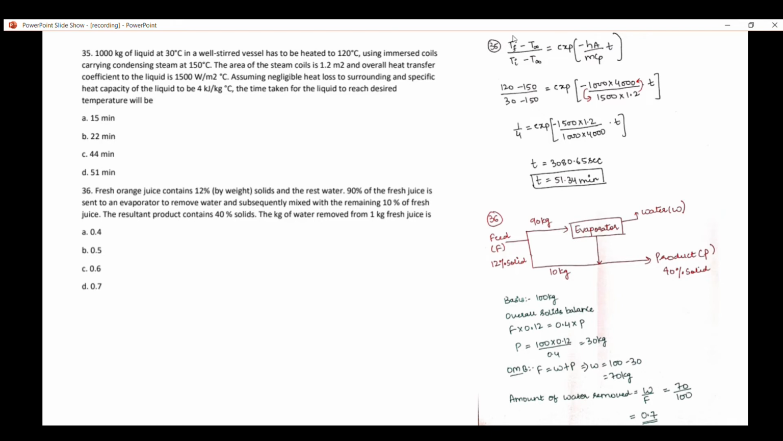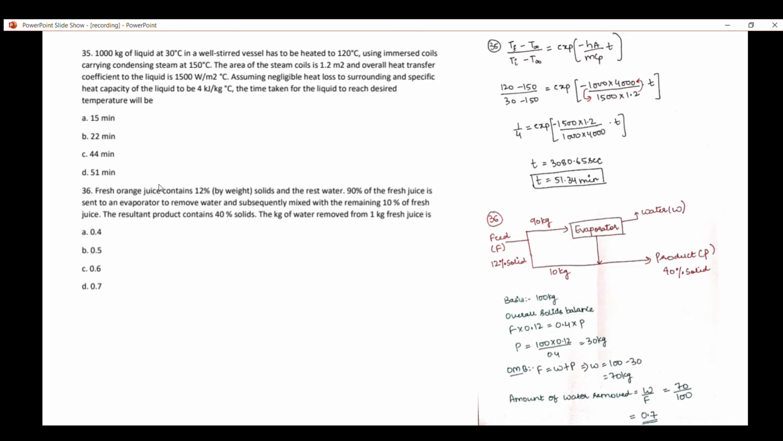So this is the formula to be used. Tf is the final temperature, Ti is initial temperature, and T infinite would be the temperature of steam. So here you can see I have written the HA term in the denominator and MCp in the numerator, which is wrong. The third line is correctly represented. So the time is 51.34 minutes. All you need to do is just substitute the values and find out the time.